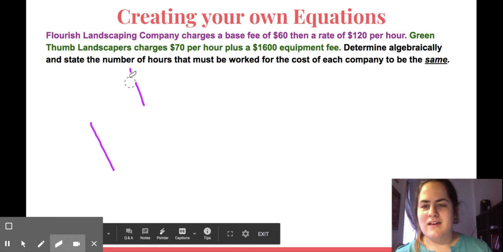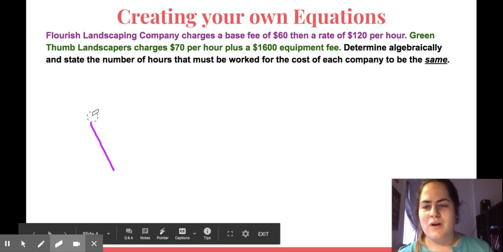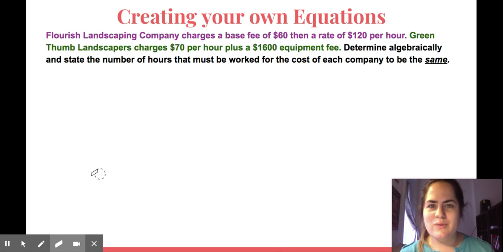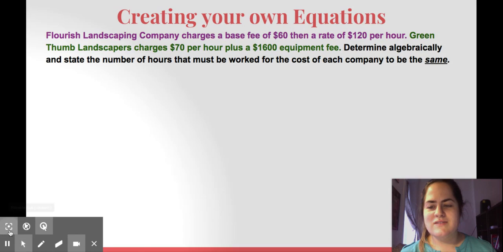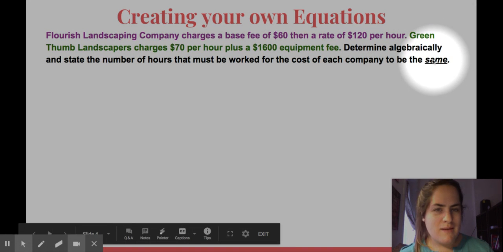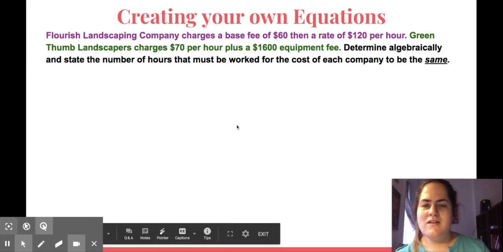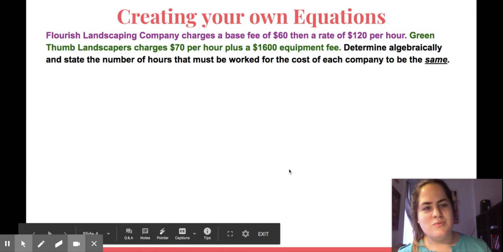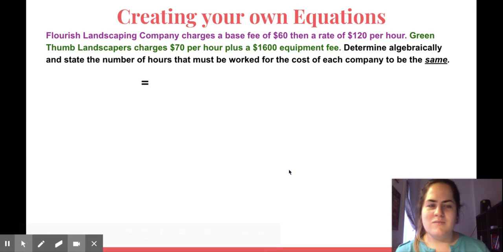Let's say you have been given a word problem, and they want you to write your own equation. So first things first, I see that the word same is in the problem. If you see same, you're going to think equal. So you put an equal sign in the middle of your paper and get ready to set up your equation.